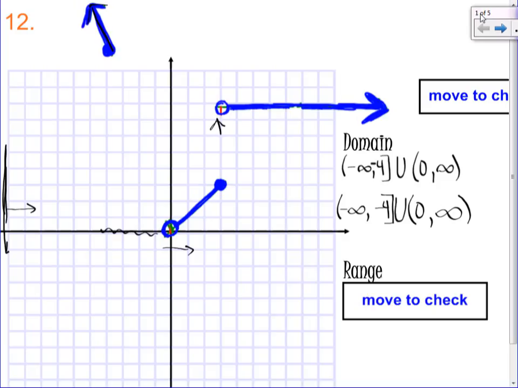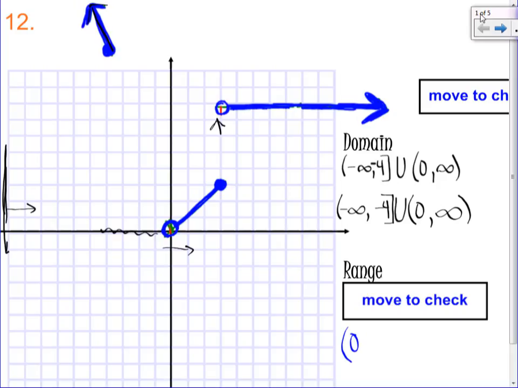Range tends to be a little bit more difficult for kids for some reason, but it's really the same idea. You're starting at the bottom and you're scanning up. So are there any arrows that point forever to negative infinity? No, so we're not going to start with negative infinity. What's the first thing we hit? 0. Right here at 0. So we start with 0, a parenthesis because it's an open circle.